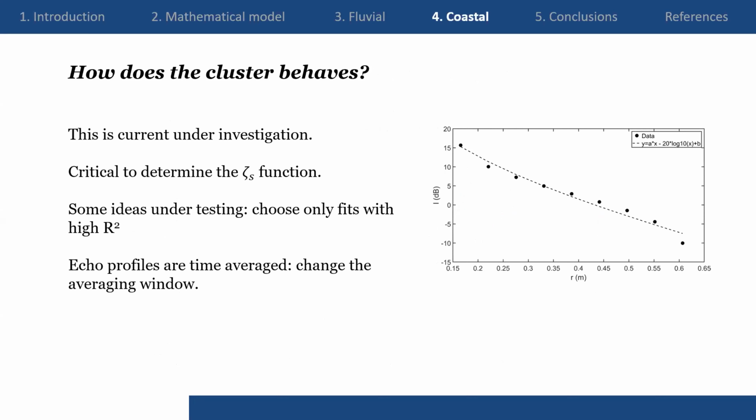One of the ideas that are now under testing is to choose only fits with R square over 0.95. And another thing that we do is time averaging the profiles every minute, and probably changing the average window to see what is the immediate change that we can see on the distribution of points.